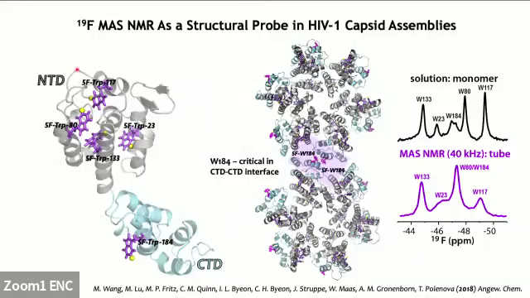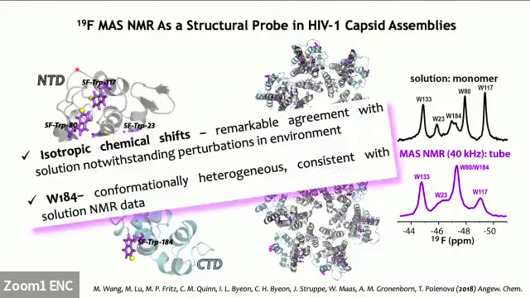This is a spectrum taken without proton decoupling, spinning at 40 kilohertz, using a probe which is not designed for fluorine. But despite that fact, you can get very nicely resolved peaks, and the chemical shifts agree quite well with the solution shifts, except that of course there are structural perturbations in the local environment because we're working with tubes. And as expected, tryptophan 184, which is this broad signal here, exhibits conformational heterogeneity.